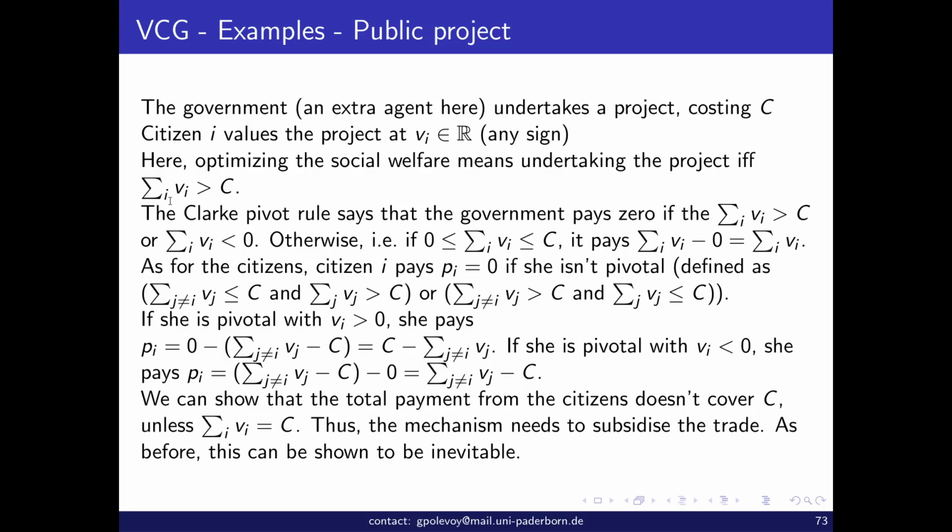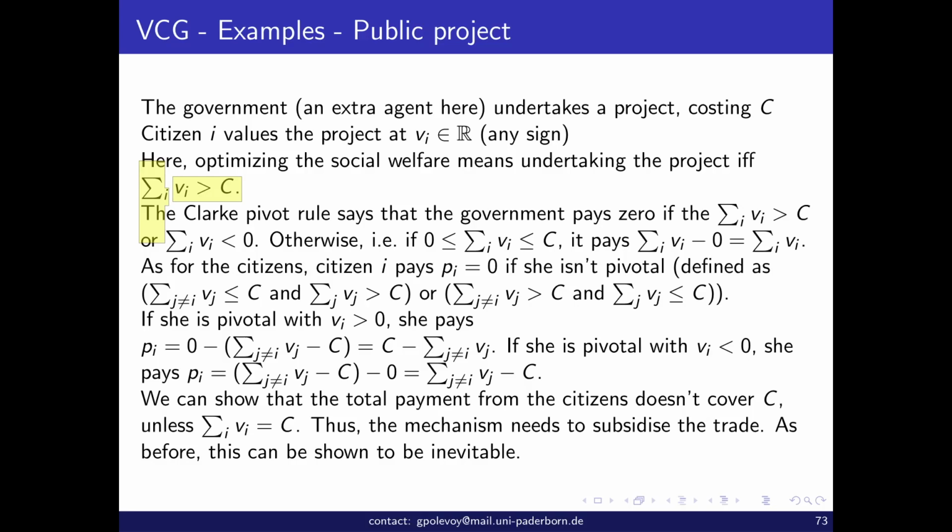And the optimization of the social welfare means that the project is built if the sum of the values is strictly larger than the cost. Or at least the cost. Well, it's exactly the cost. Sounds weird to buy something. The sum of the values needs to be larger than the cost, because it's the sum of the values minus the cost that is important.